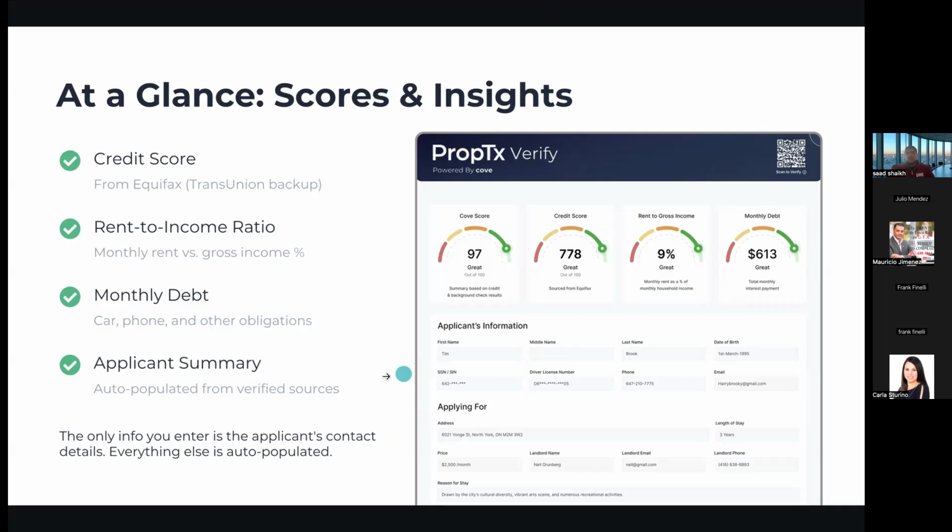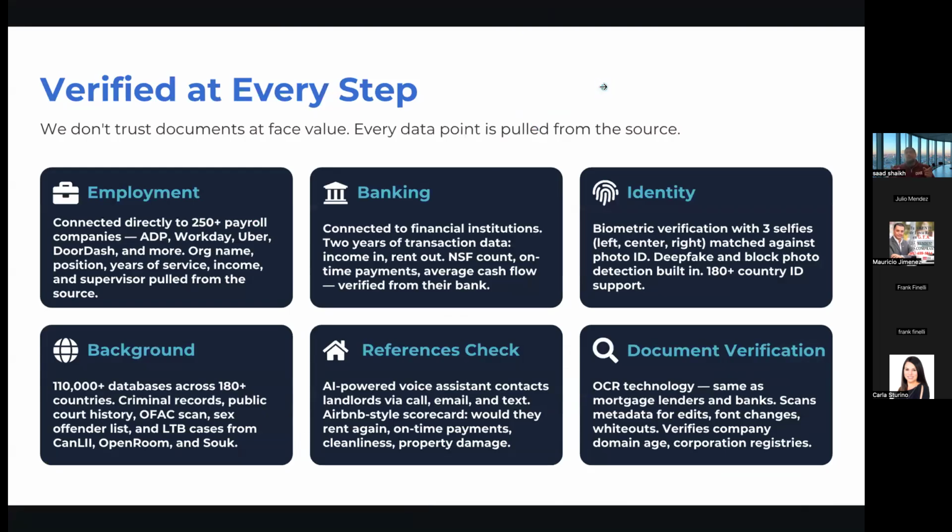So the applicant's information and property context was the only information that you inputted. Everything else will be auto-populated for you. SIN number, driver's license will always be blocked off because we get that pulled once we pull the report. It'll be over here, but it'll be blocked off. SIN number, driver's license or ID number, whatever it is. Now we're verified at every single step of the way.